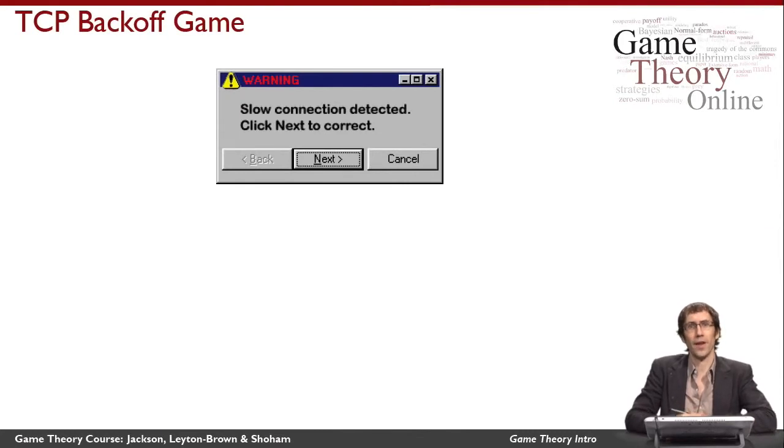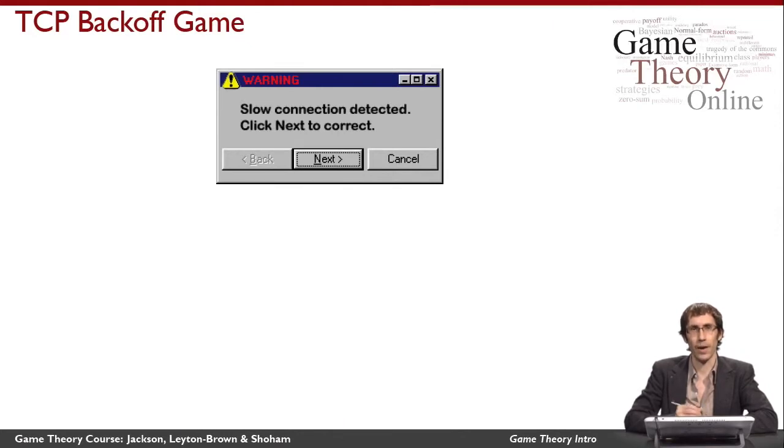I'm going to begin by thinking about this pop-up, which you might have seen in your browser before. And if you're like most people, you realize that a pop-up in your browser that promises "slow connection detected, click next to correct" maybe shouldn't be trusted. It might install a virus or otherwise harm your computer, so you probably wouldn't click on this. But the interesting thing is, if you did, this particular pop-up might actually help you.